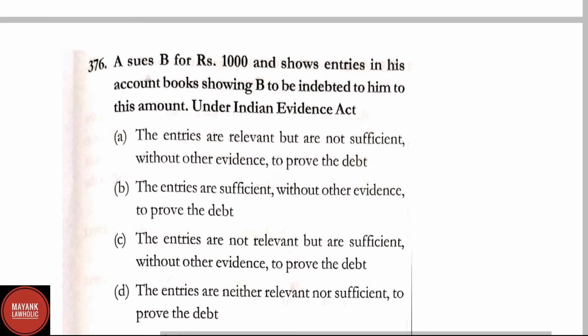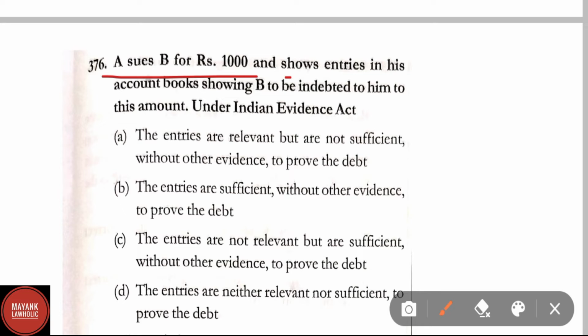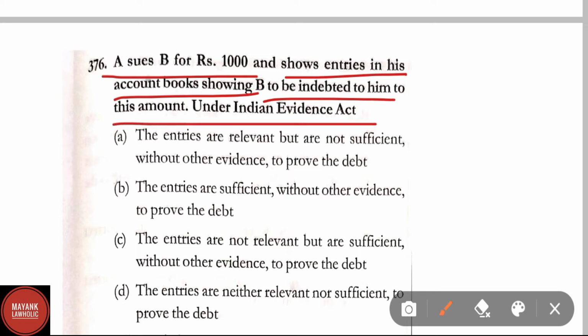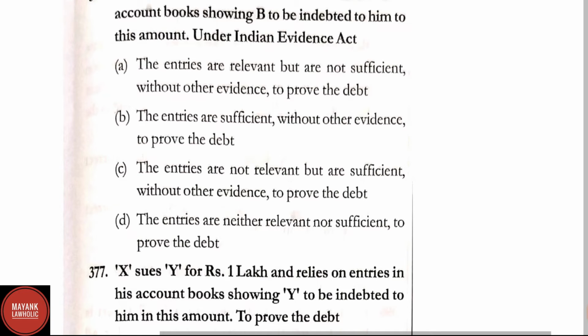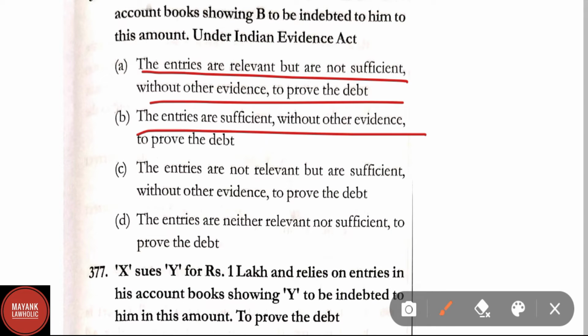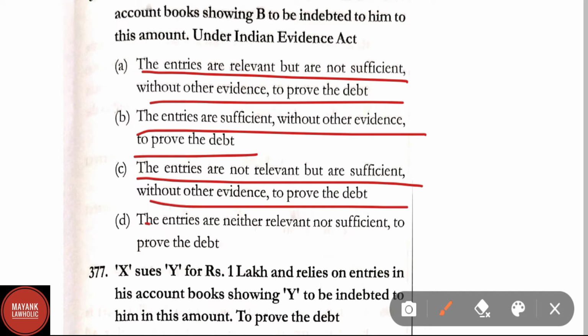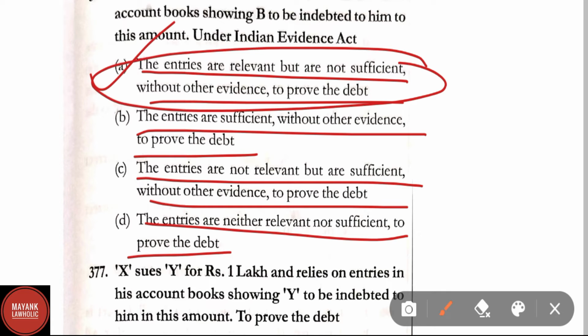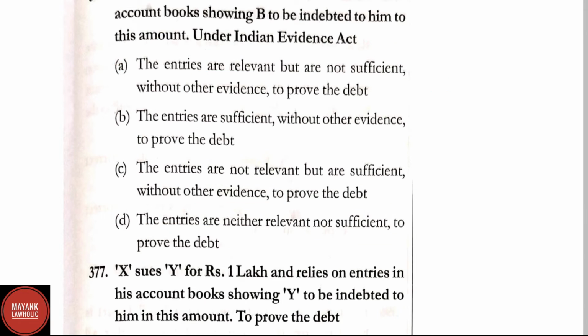Question number 376. A sues B for rupees 1000 and shows entries in his accounts book showing B to be indebted to him to this amount. Under Indian Evidence Act, option A, the entries are relevant but are not sufficient without other evidence to prove the debt. Option B, the entries are sufficient without other evidence to prove the debt. Option C, the entries are not relevant but are sufficient without other evidence to prove the debt. And option D, the entries are neither relevant nor sufficient to prove the debt. Here in question number 376, correct answer is option A, that is the entries are relevant but are not sufficient without other evidence to prove the debt.